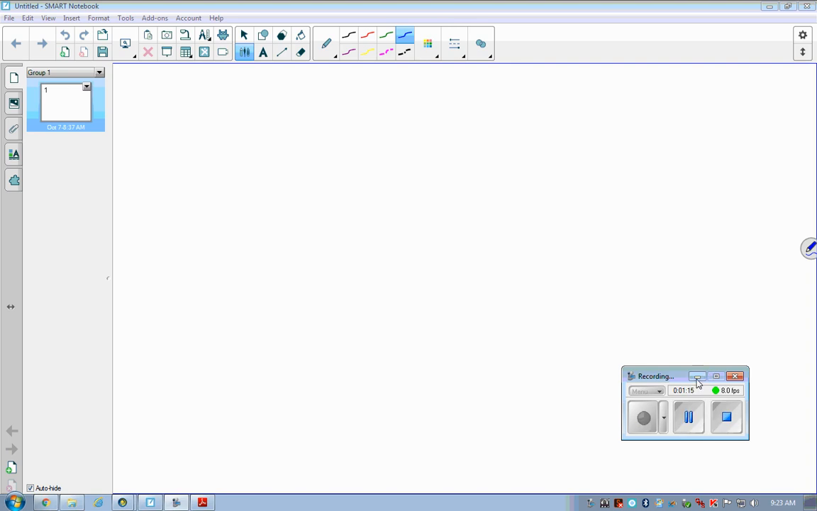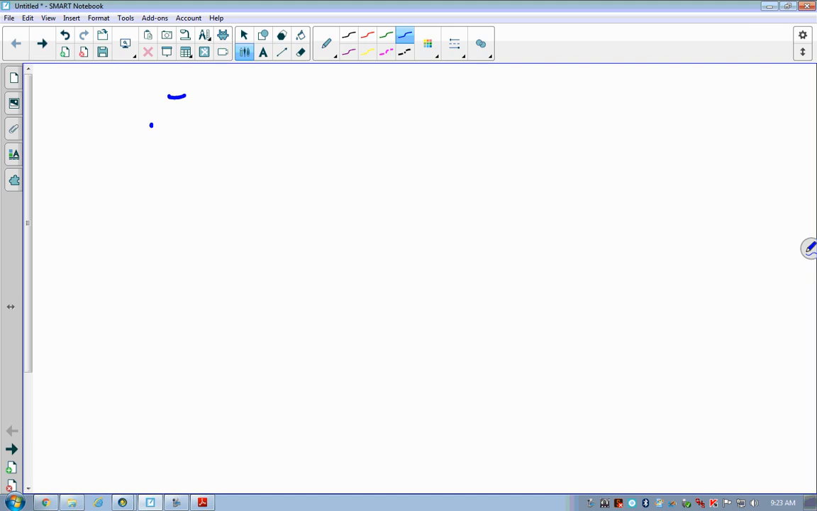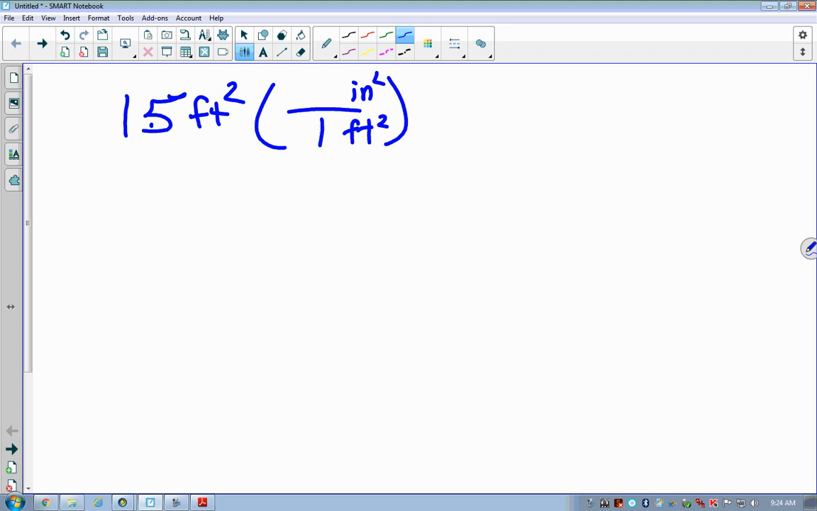All right. So now recording, I'm just going to go ahead and take the lead on this. We're going to change 15 square feet into square inches. Okay, 15 feet squared. We need to change it into inches squared. So we have feet squared. Does anybody know how many inches squared there are in 1 foot squared?